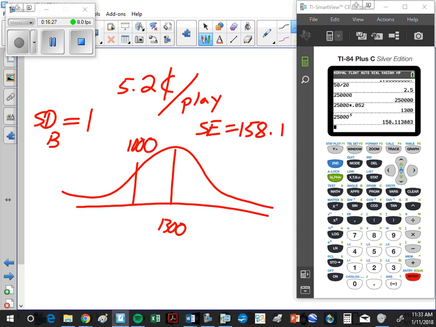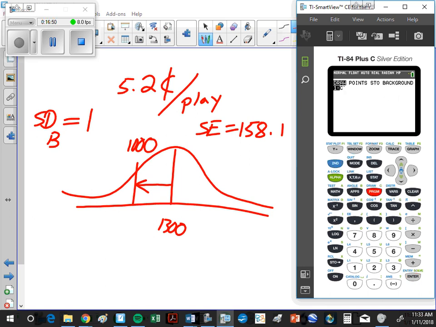Now what? We need a z-score with an error of negative 300. So negative 300 divided by 158 is negative 1.89. Shade norm. Clear my draws. Shade norm. What do I type in? Up to 5, because it was just larger than 1,000.